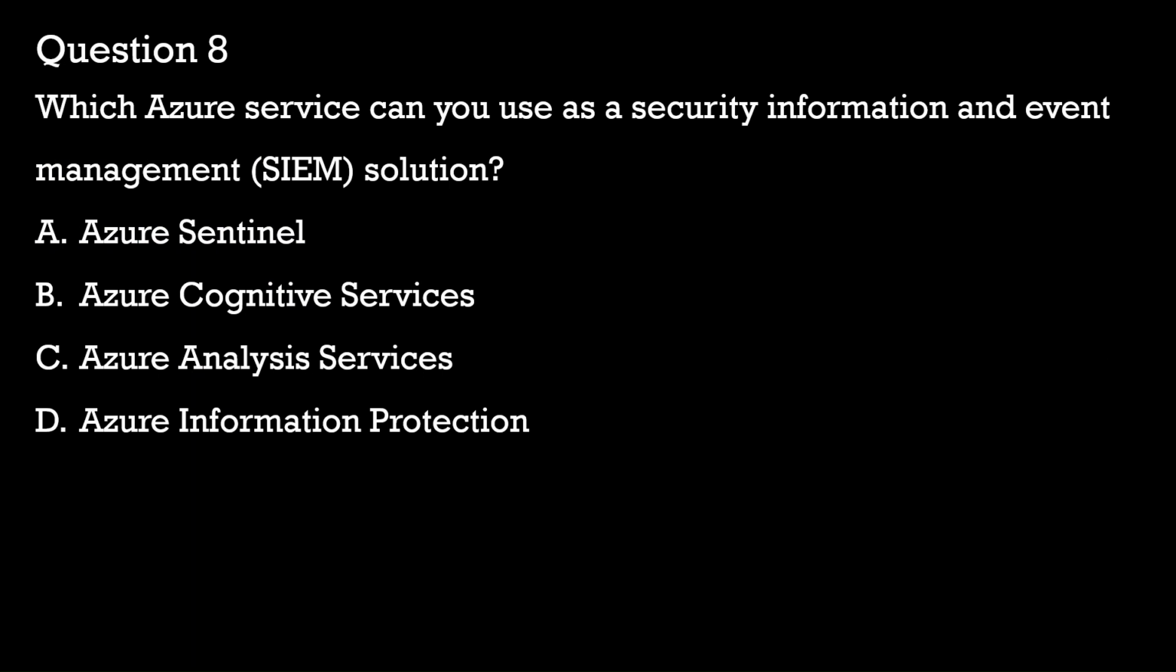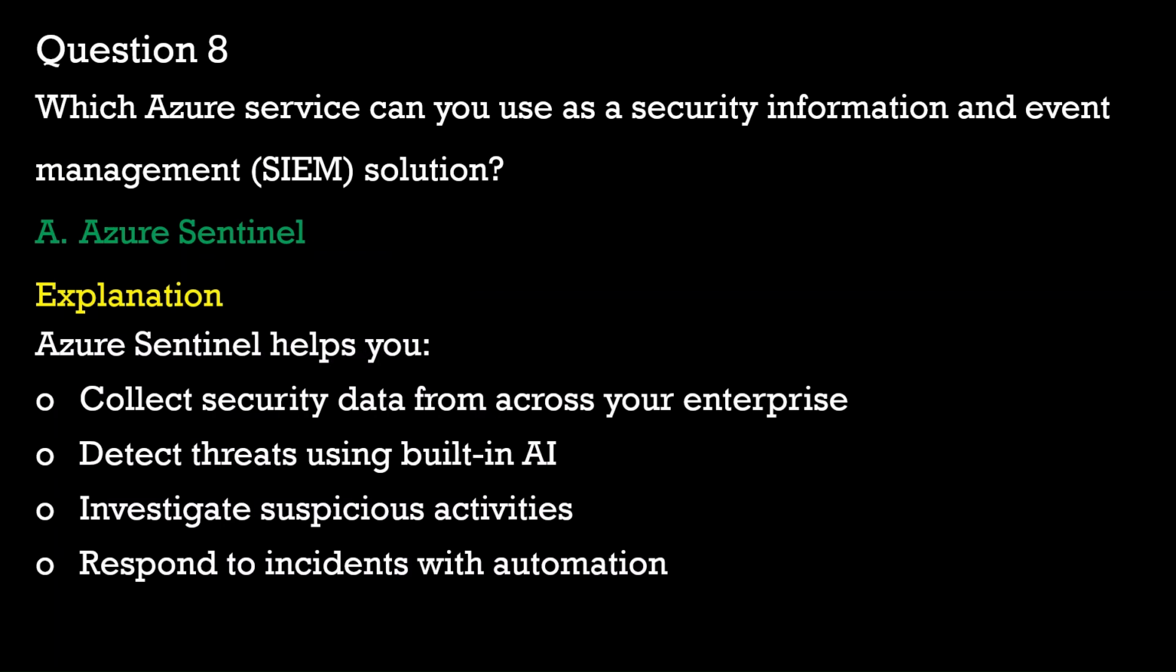Azure Cognitive Services provides AI and machine learning APIs, but it doesn't provide security monitoring. Azure Analysis Services is for data modeling and analytics, but it has nothing to do with security. And Azure Information Protection helps to classify and protect documents and emails, but this is not a SIEM solution. So, based on the options, the one that you can use as a security information and event management solution is option A, Azure Sentinel.